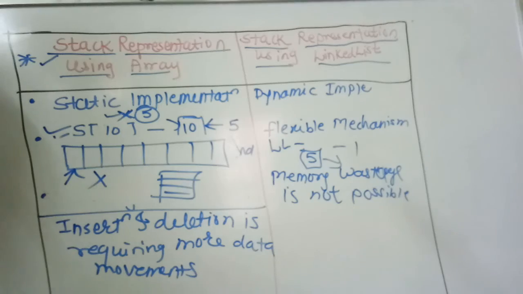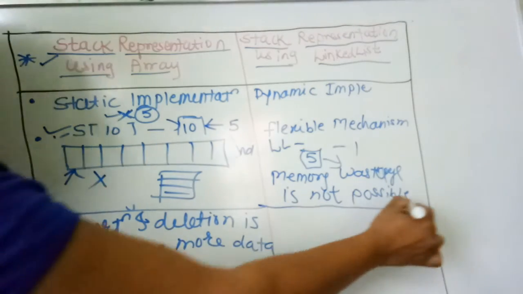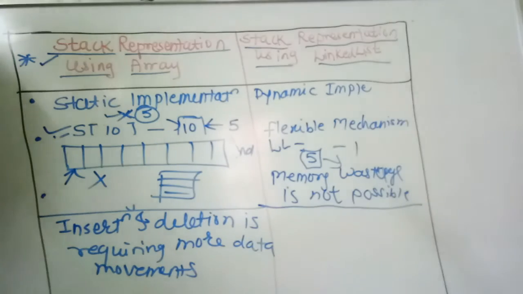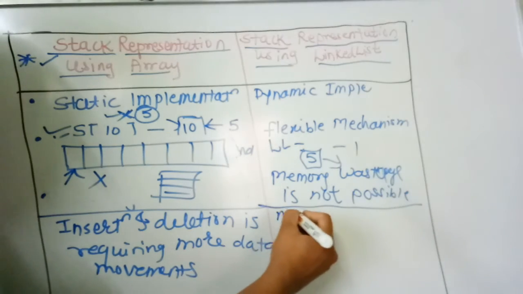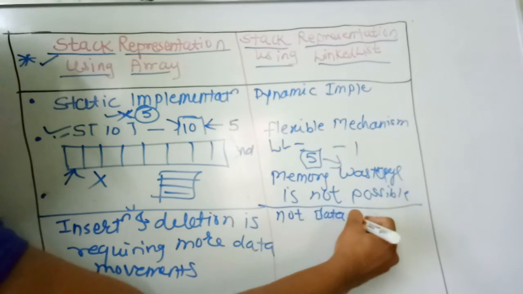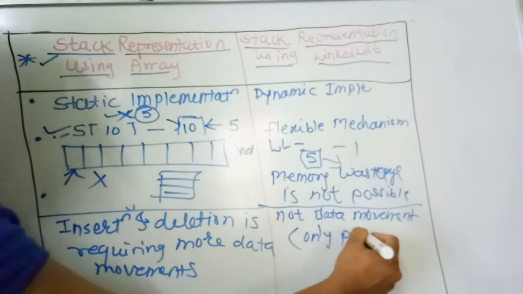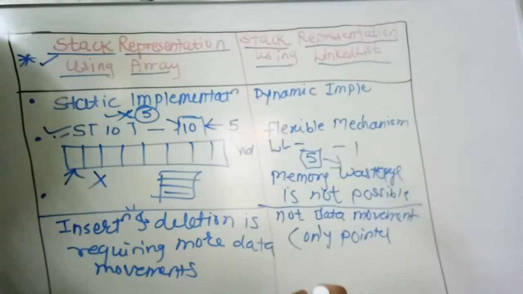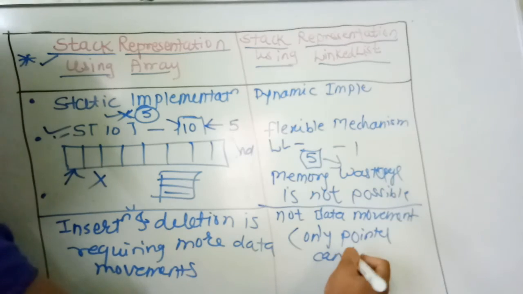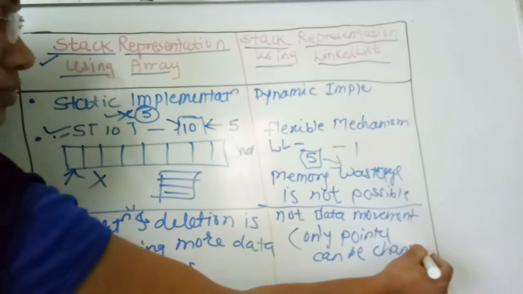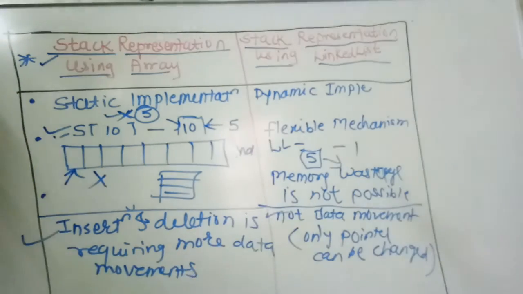But comparing it with the dynamic implementation, this linked list representation has a first advantage: insertion and deletion operations do not involve more data movements. No data movement is performed, because only pointer positions are changed. So this is the basic advantage of the dynamic implementation over the static implementation.